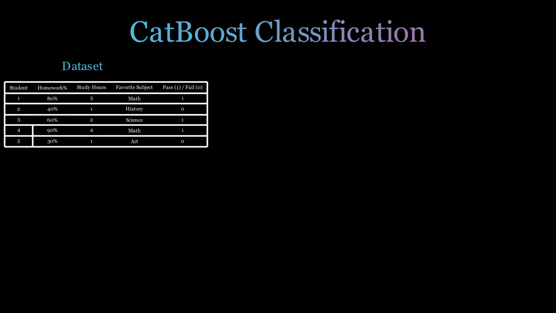Let's learn how CatBoost classification works step by step using a simple example of predicting whether students will pass or fail a class. Here is our dataset. We have 5 students, and we want to predict whether they will pass or fail based on their homework submission rate, study hours, and favorite subject.